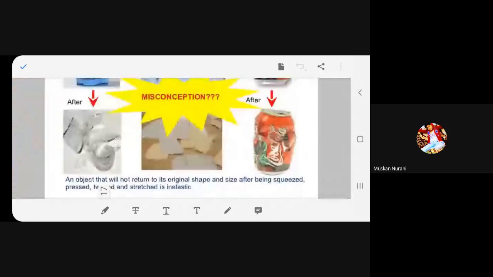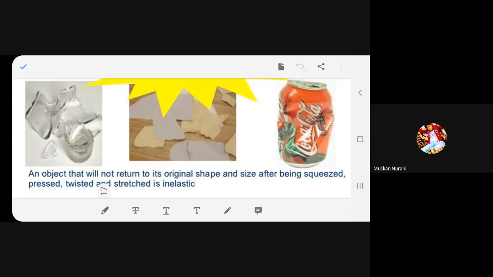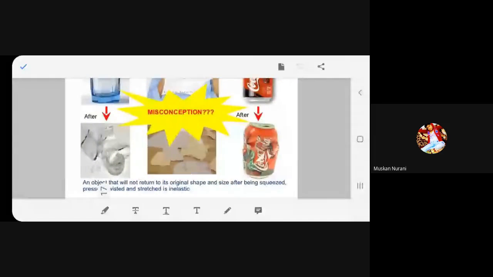Okay. Now read what is written over here. An object that will not return to its original shape and size after being squeezed, pressed, twisted and stretched is inelastic. You understood now? Yes, ma'am. Earlier we did elastic, and now we did inelastic. So all these objects are inelastic. Why? They cannot come back to their original shape.